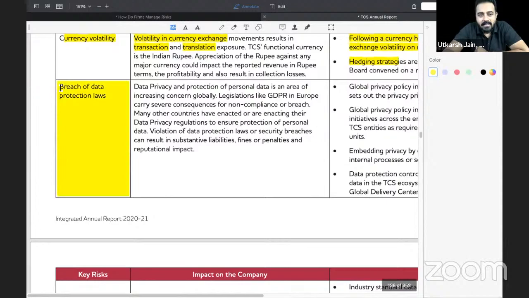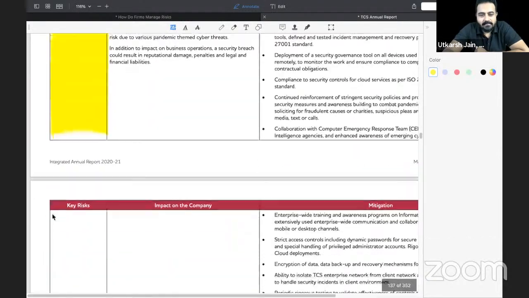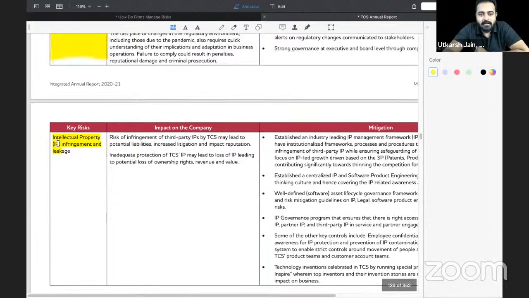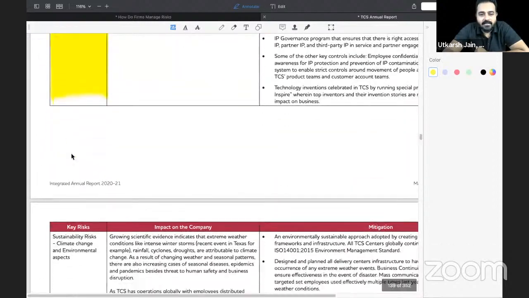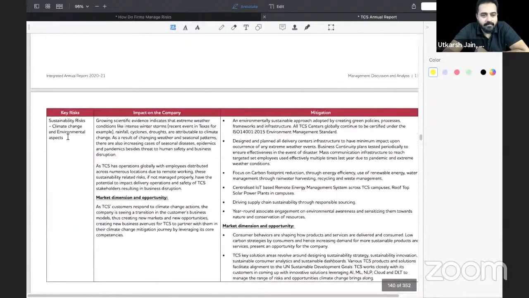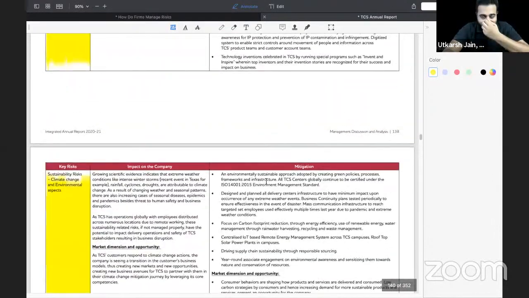Then breach of data and cyber attacks is another risk. And then we have non-compliance to changing global regulation, IP infringement, leakage. I'm sure it's a pretty large list. Right? And then we have climate risk. And then what are you trying to do with it? So that's how seriously companies take risk management.